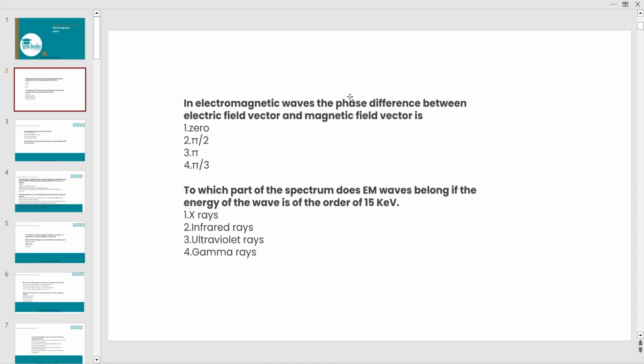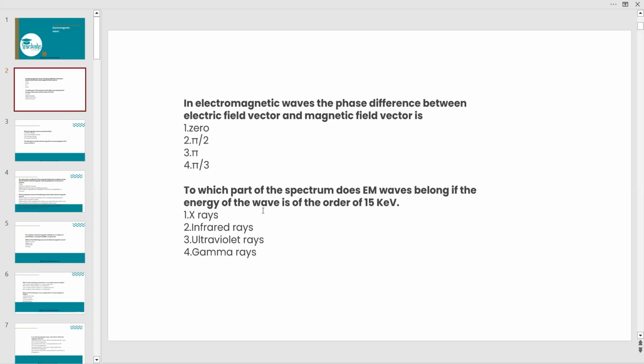As we know, according to the properties of electromagnetic waves, the electric field and the magnetic field are both perpendicular to each other. So when you say they are perpendicular to each other, it means that the angle between them is pi divided by 2, that is 90 degrees. But here they are not asking the angle, they are asking the phase difference between them. So the phase difference will be 0, and the angle between them is 90 degrees.